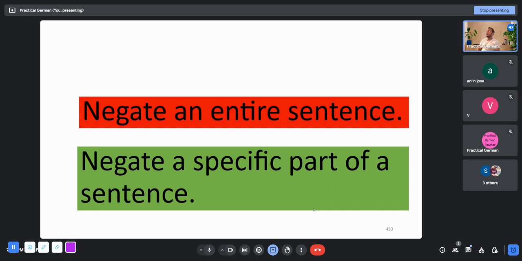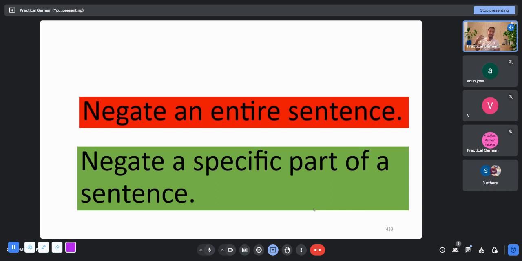So the word nicht, basically, what you are doing is negating, right? There is a sentence and you are negating it. Now there are two things you can do when you are negating. Either you can negate an entire sentence, or you can negate a specific part of a sentence. What do I mean by a specific part of a sentence?